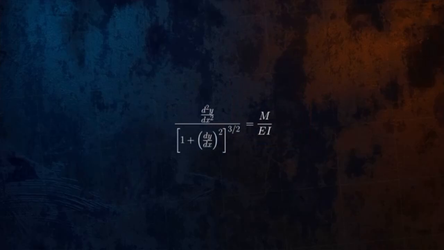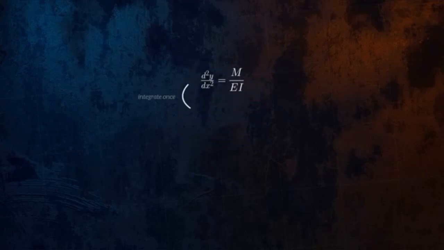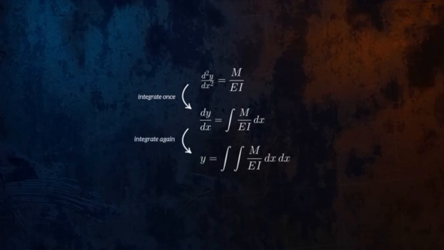But this equation is still quite complicated, so let's try and simplify it. Since we're limiting ourselves to elastic deformation and assuming that the slope of the elastic curve is small, the dy over dx term will be small. And since it's squared, it will be even smaller, and so can be neglected. This gives us a much simpler differential equation defining the deflection of the beam. All we need to do to get an expression for the deflection along a beam is integrate the equation twice. This is called the double integration method.